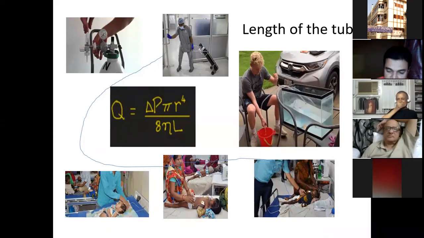So this is one application. If you increase the length, flow is reduced. So this baby probably needs maximum oxygen, but we are actually giving less. But visually, your meter shows it is 5 liters.